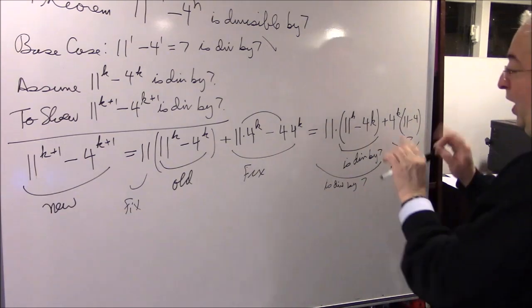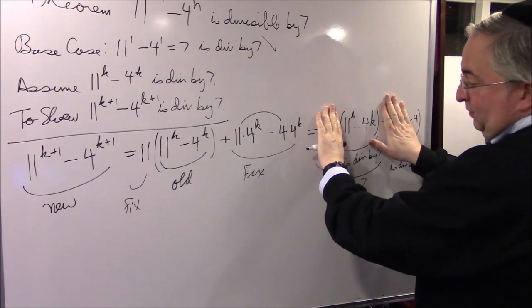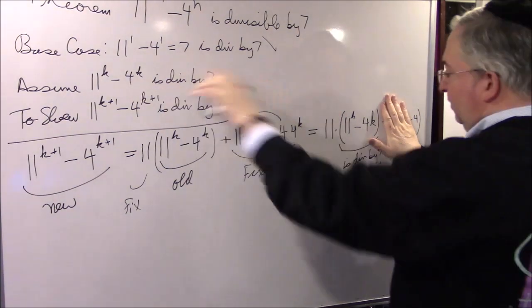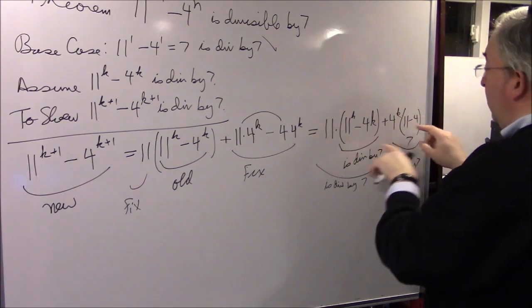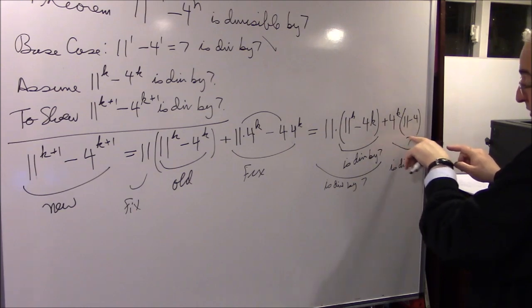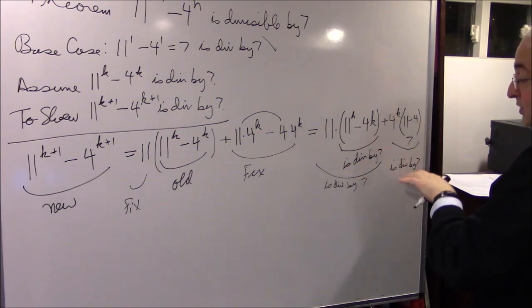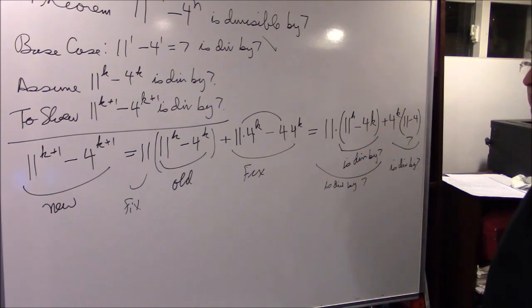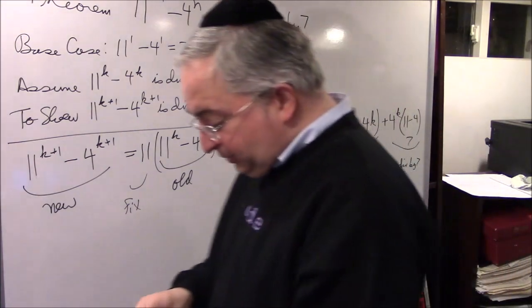Let's just show how it's divisible by 7. This we assumed is divisible by 7, right over there. Multiply it by 11, it's still divisible by 7. This is 11 minus 4, multiplied by 7, is 7, so this whole thing is divisible by 7. Together, finished. Okay, great. So that's the end.